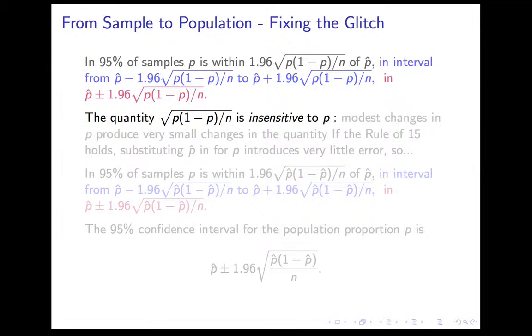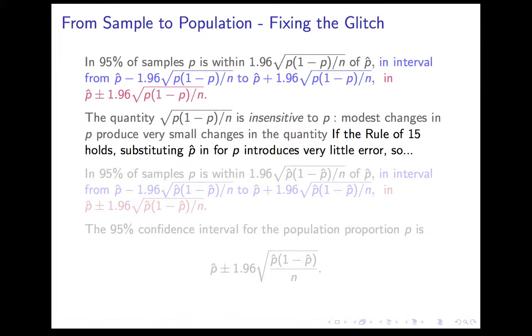I told you when we discussed this formula, square root of p times 1 minus p over n, that one of its properties is that it is insensitive to p. By that I mean modest changes in p produce very small changes in this quantity. Why is that? Because when you multiply p times 1 minus p, if one gets bigger, the other gets smaller, so the product doesn't change much, and the square root dampens the change even more. So, we will introduce very little error if we replace p by something that is not too far from p.